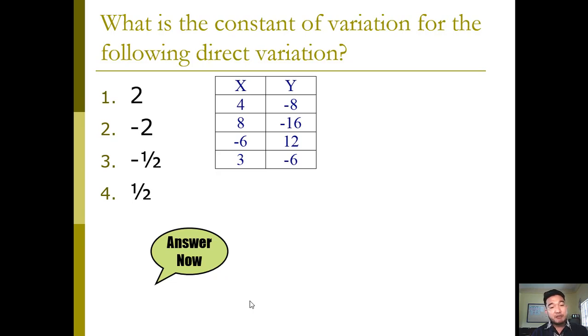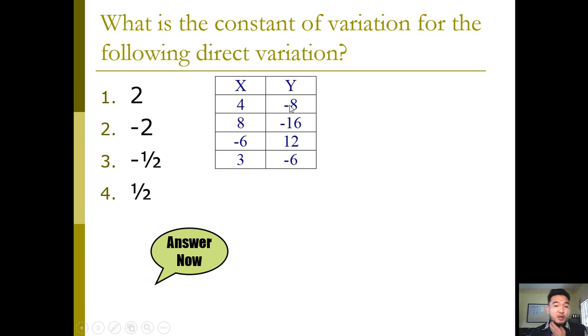That means that if x is 4, then y is -8. If x is 8, then y is -16. If x is -6, then y is 12. If x is 3, then y is -6. Our task here is to solve for the constant of variation. The constant of variation can be solved using the formula k is equal to y over x. Meaning, you simply divide y by x. I-divide mo lang yung y by x.